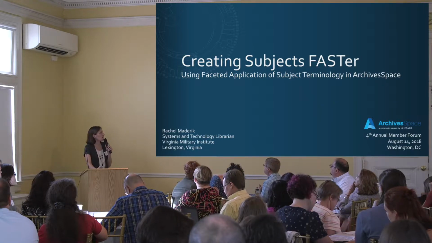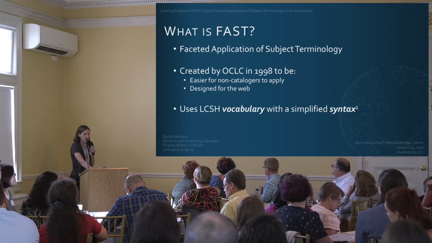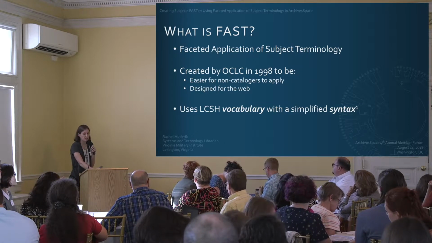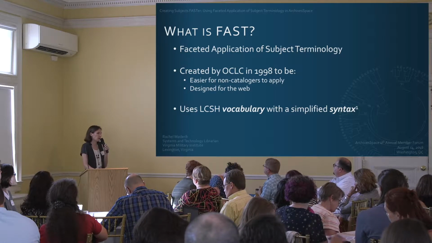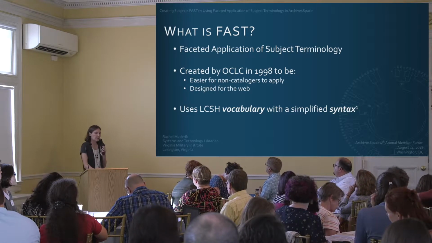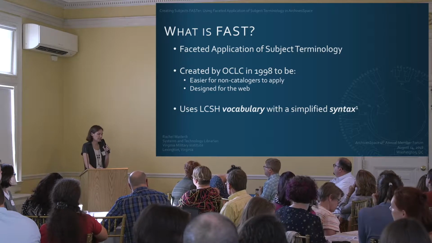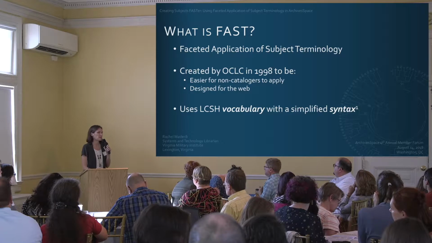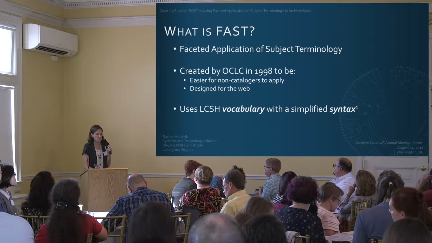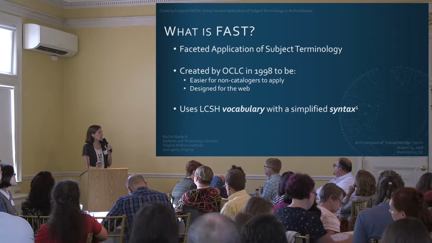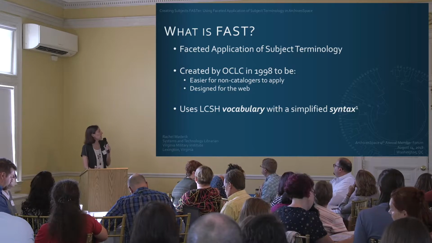And first, very briefly, I'll explain what FAST is for anyone who's not familiar. It stands for Faceted Application of Subject Terminology, and it was developed by OCLC beginning around 1998 by adapting the vocabulary of LCSH into a simpler syntax. Their goal was to create a taxonomy that's easier for non-catalogers to use than LCSH, and also something designed specifically with the web and linked data in mind.